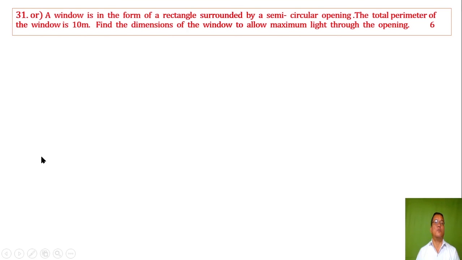Question number 31 OR. A window is in the form of a rectangle surmounted by a semicircular opening. The total perimeter of the window is 10 meters. Find the dimensions of the window to allow maximum light through the opening. 6 marks.